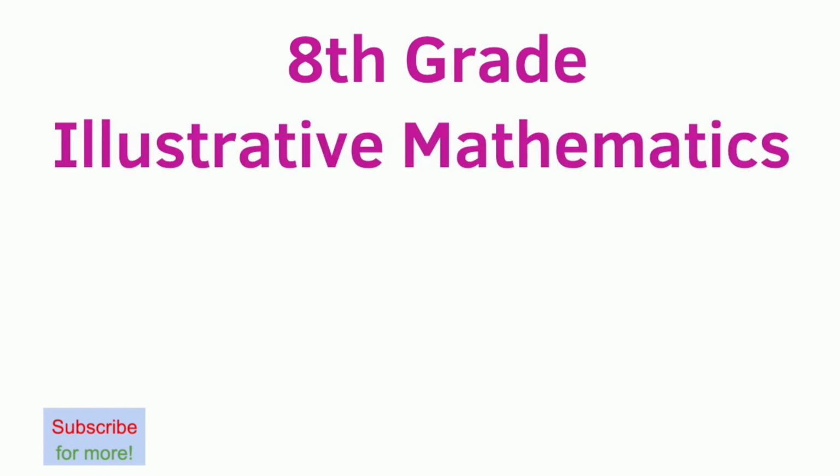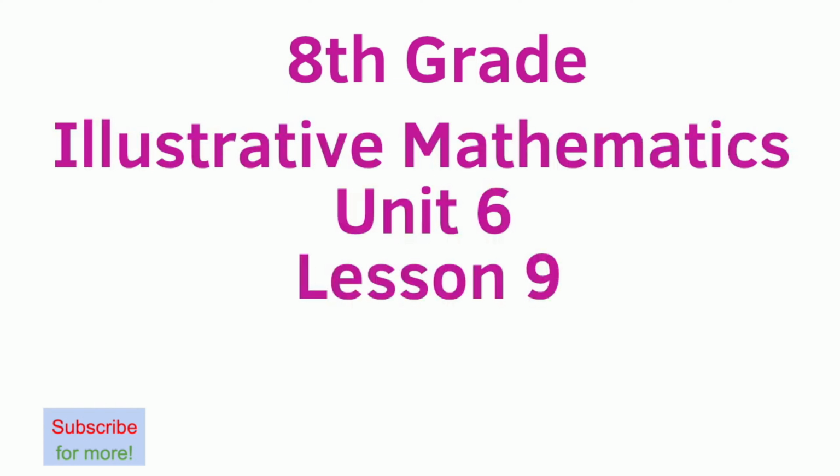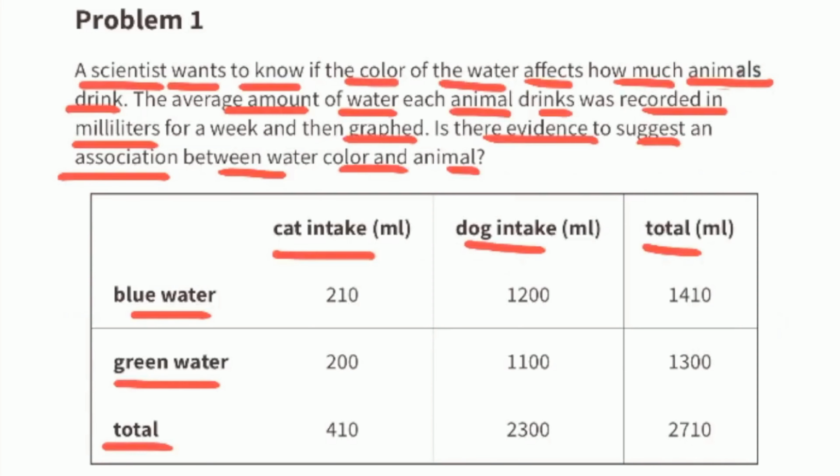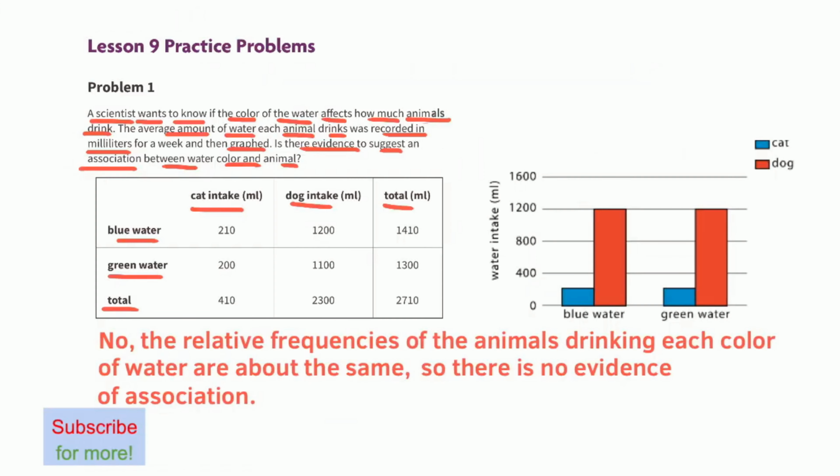8th grade Illustrative Mathematics, Unit 6, Lesson 9, Looking for Associations. Problem number 1. A scientist wants to know if the color of water affects how much animals drink. The average amount of water each animal drinks was recorded in milliliters for a week and then graphed. Is there evidence to suggest an association between water color and animal? No. The relative frequencies of the animals drinking each color of water are about the same, so there is no evidence of association.